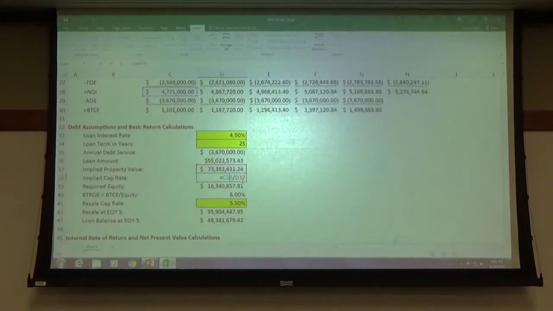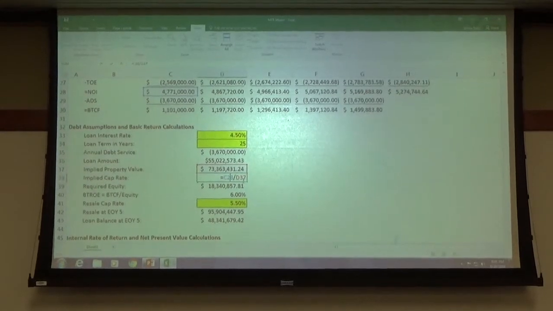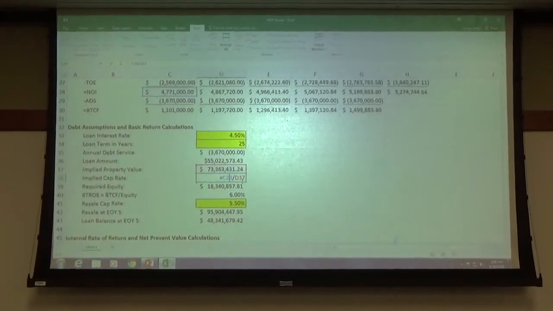4,771,000 divided by 73,363,431.24, and what you get is 0.065032399. But what matters, we're rounding, and we're just simply saying it is 6.5%.